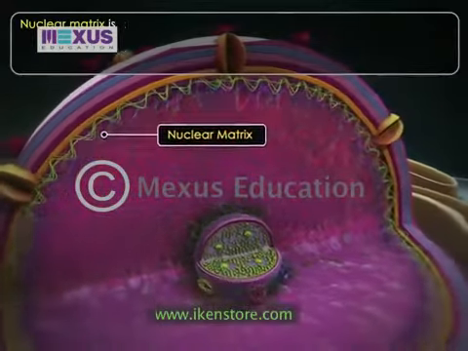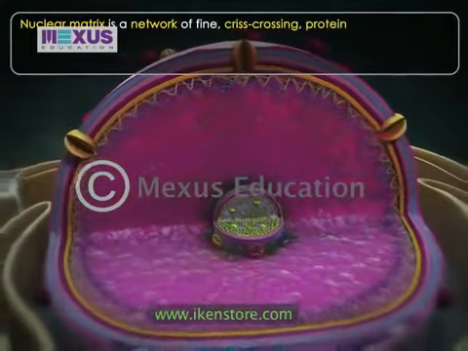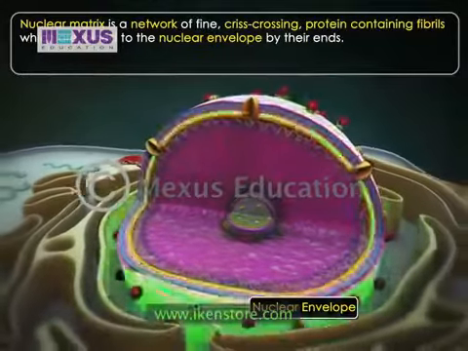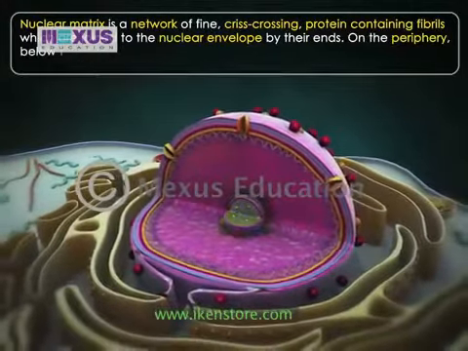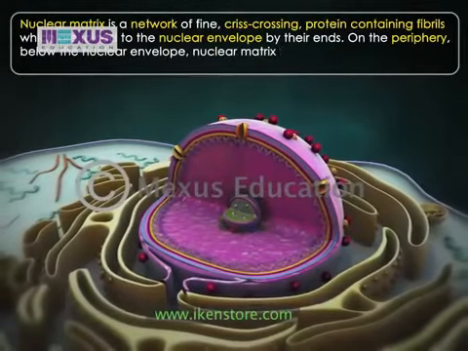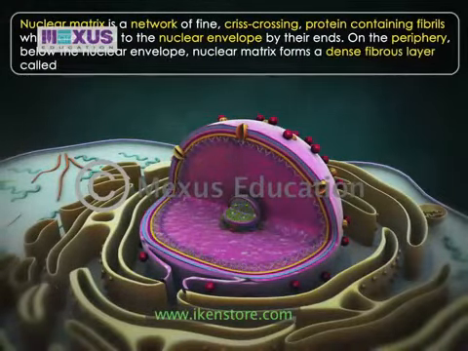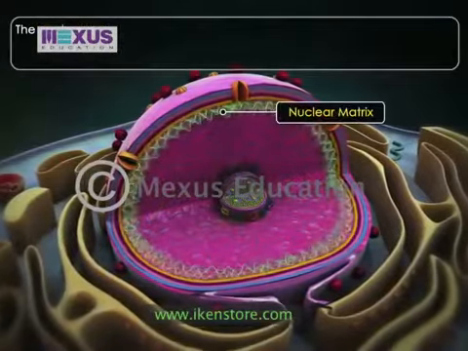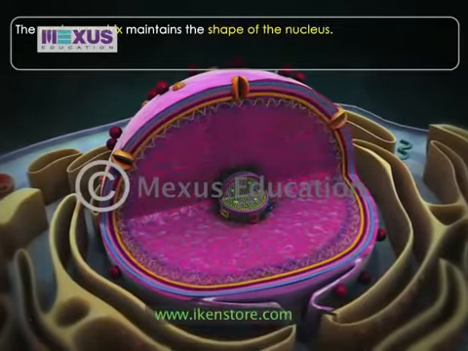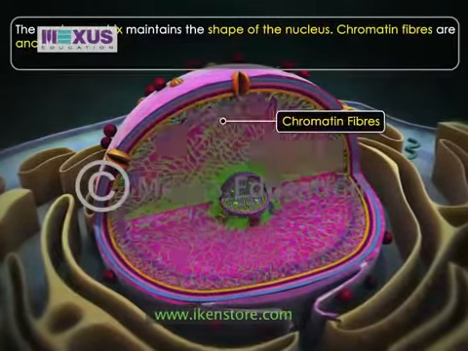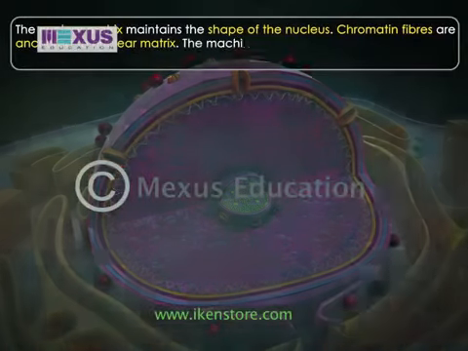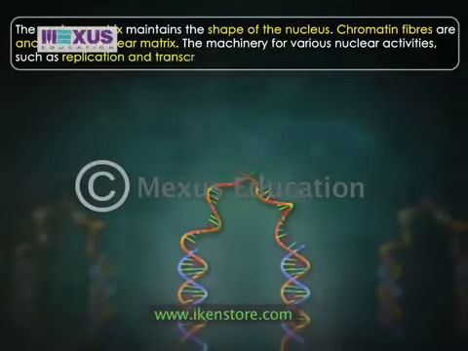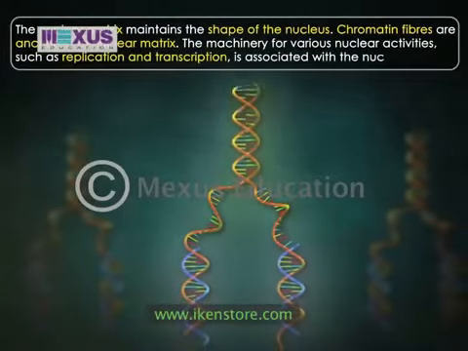Nuclear matrix is a network of fine, crisscrossing protein-containing fibrils which are joined to the nuclear envelope by their ends. On the periphery, below the nuclear envelope, nuclear matrix forms a dense fibrous layer called nuclear lamina. The nuclear matrix maintains the shape of the nucleus. Chromatin fibers are anchored to the nuclear matrix. The machinery for various nuclear activities, such as replication and transcription, is associated with the nuclear matrix.